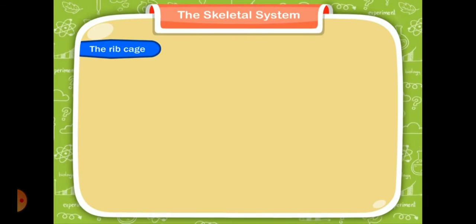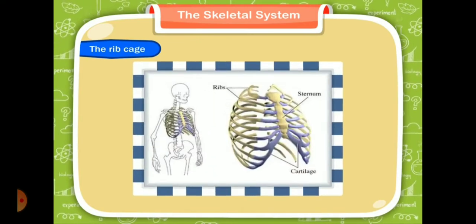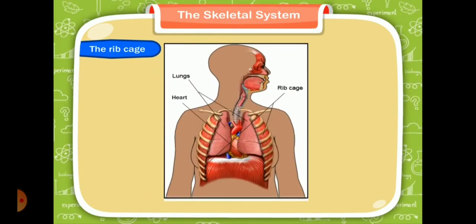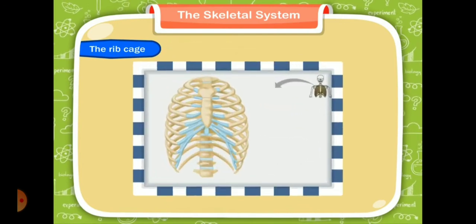The rib cage. The ribs are thin, flat, curved bones that form a protective cage around the organs in the upper body. There are 24 bones that make 12 pairs of ribs. Our rib cage protects our heart and lungs. The ribs are joined to the backbone at the back.